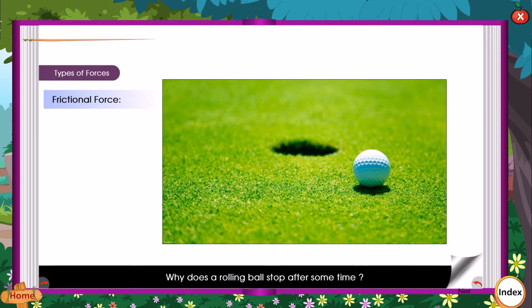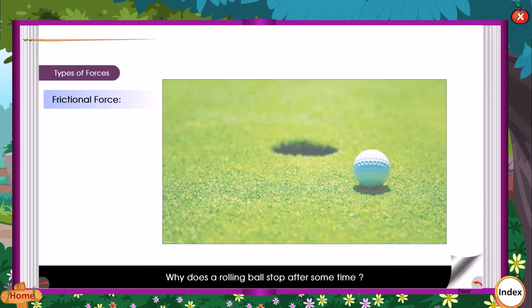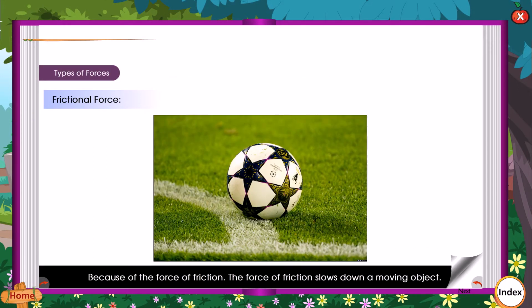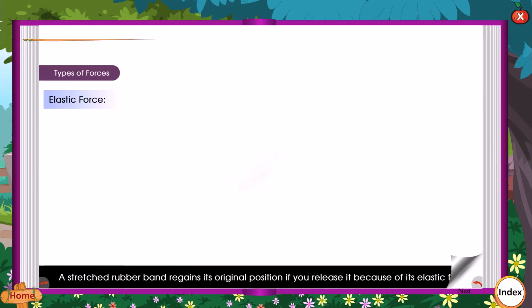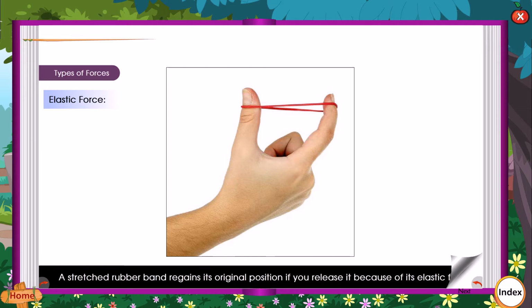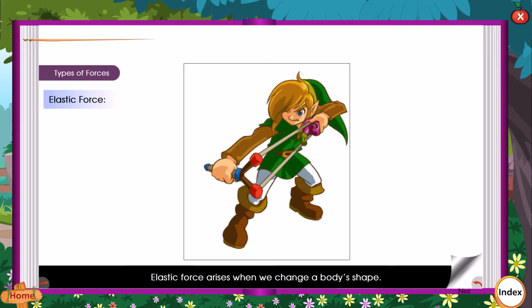Frictional force. Why does a rolling ball stop after some time? Because of the force of friction. The force of friction slows down a moving object. We walk on the floor because of this frictional force. Elastic force. A stretched rubber band regains its original position if you release it because of its elastic force. Elastic force arises when we change a body's shape.